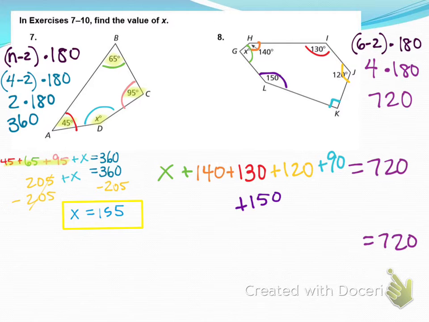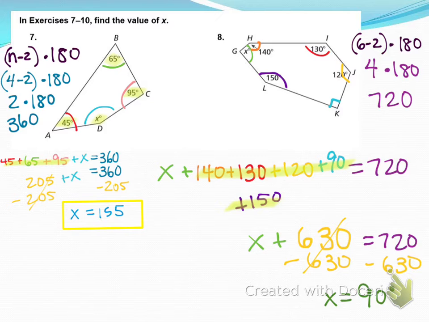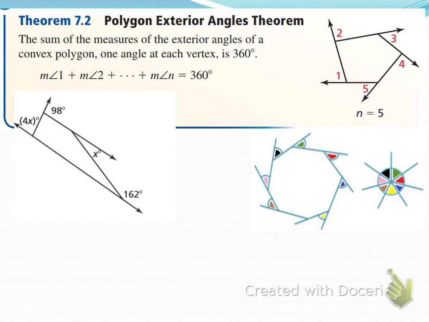Combine like terms. What is 140 plus 130 plus 120 plus 90? 630. Do we all agree? Perfect. So plus 630. Subtract the 630 from both sides, which means the remaining angle has to be 90 degrees. Questions on this one? Okay. We're going to skip the bottom one for now because it'll be reviewed for tomorrow. This is the last thing we talk about before we do whiteboards. This problem right here.